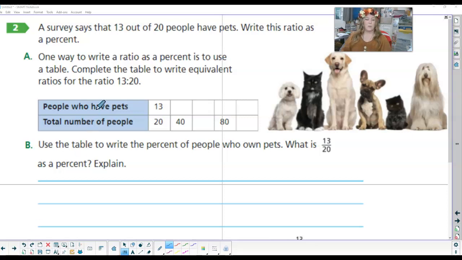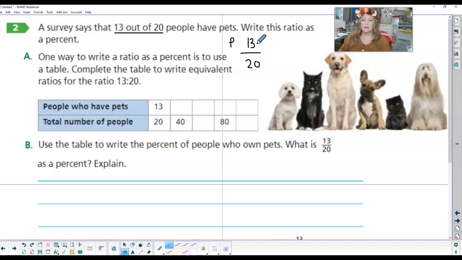For 7.1 task 2 says that a survey says that 13 out of 20 people have pets. Write this ratio as a percent. So we're going to do a couple of steps to get to that point. So, right, we know we have 13 people out of 20 that like pets.